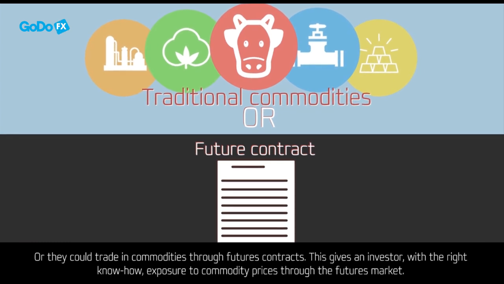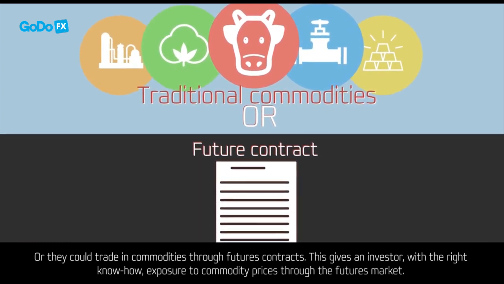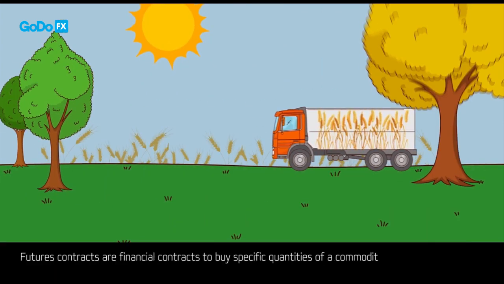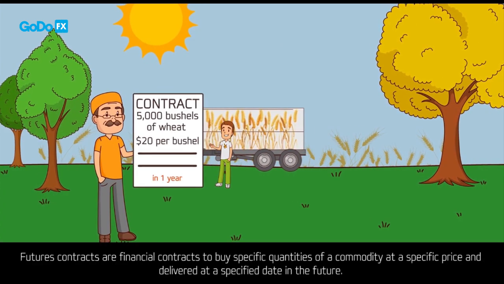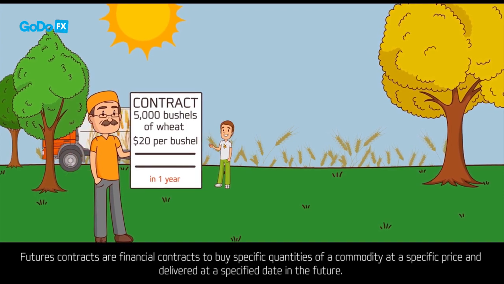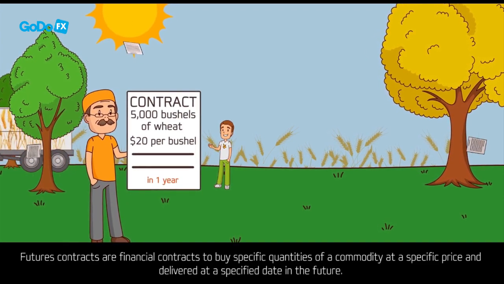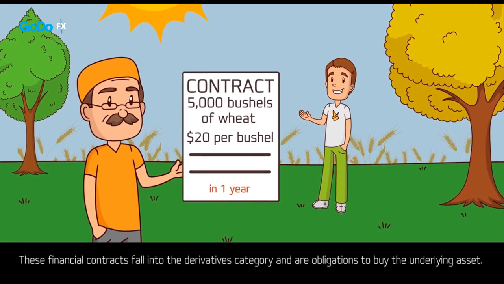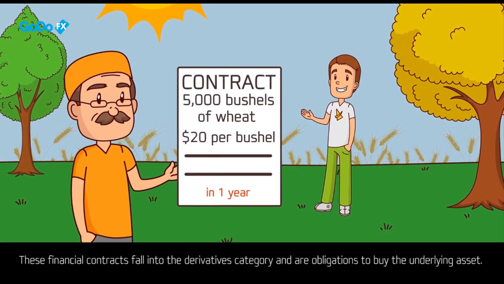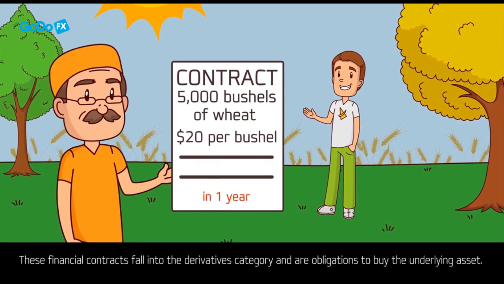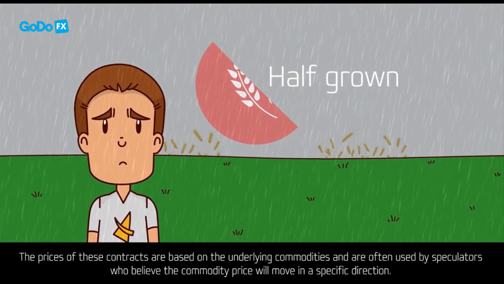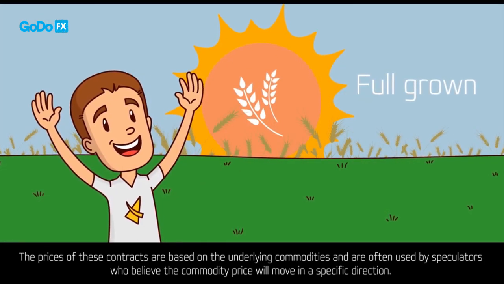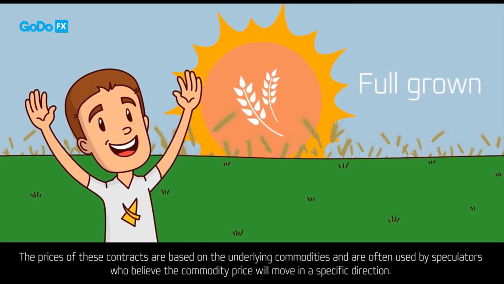This gives an investor with the right know-how exposure to commodity prices through the futures markets. Futures contracts are financial contracts to buy specific quantities of a commodity at a specific price, delivered at a specific date in the future. These financial contracts fall into the derivatives category and are obligations to buy the underlying asset. The prices of these contracts are based on the underlying commodities and are often used by speculators who believe the commodity price will move in a specific direction.